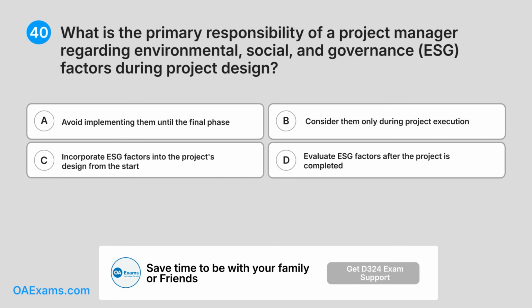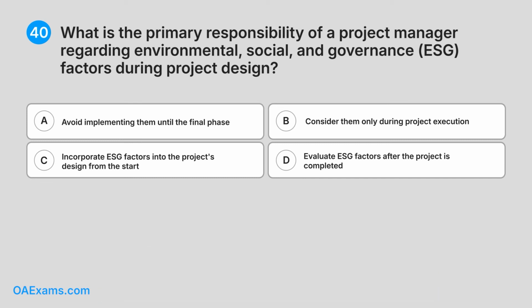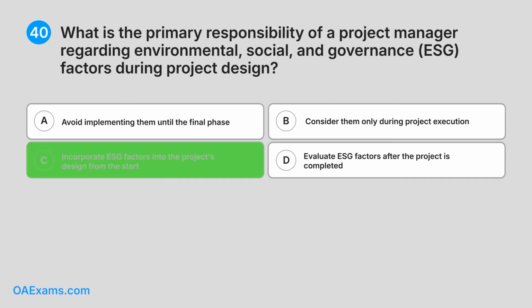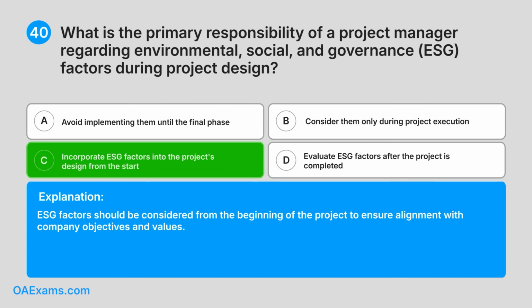40. What is the primary responsibility of a project manager regarding environmental, social, and governance factors during project design? A. Avoid implementing them until the final phase. B. Consider them only during project execution. C. Incorporate ESG factors into the project's design from the start. D. Evaluate ESG factors after the project is completed. What do you think is the answer? Correct answer. C. Incorporate ESG factors into the project's design from the start. Explanation. ESG factors should be considered from the beginning of the project to ensure alignment with company objectives and values.